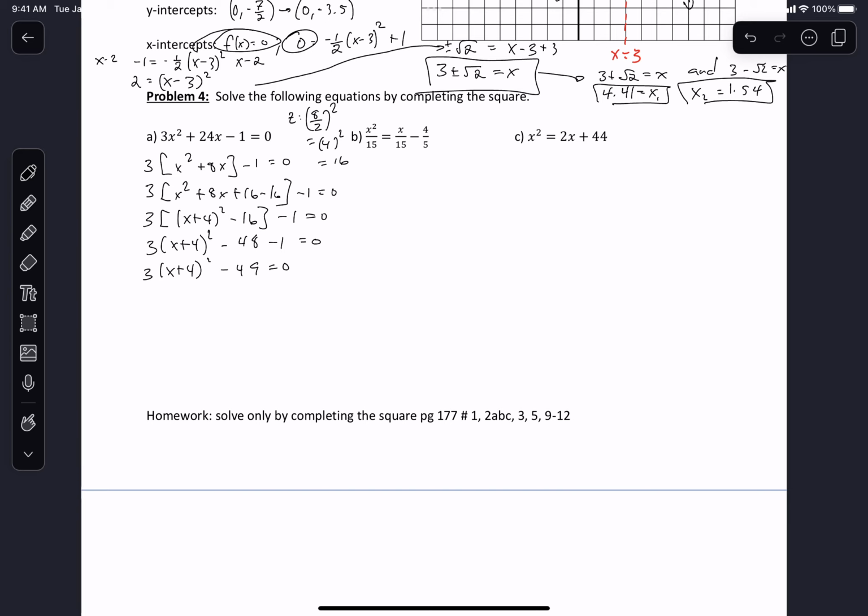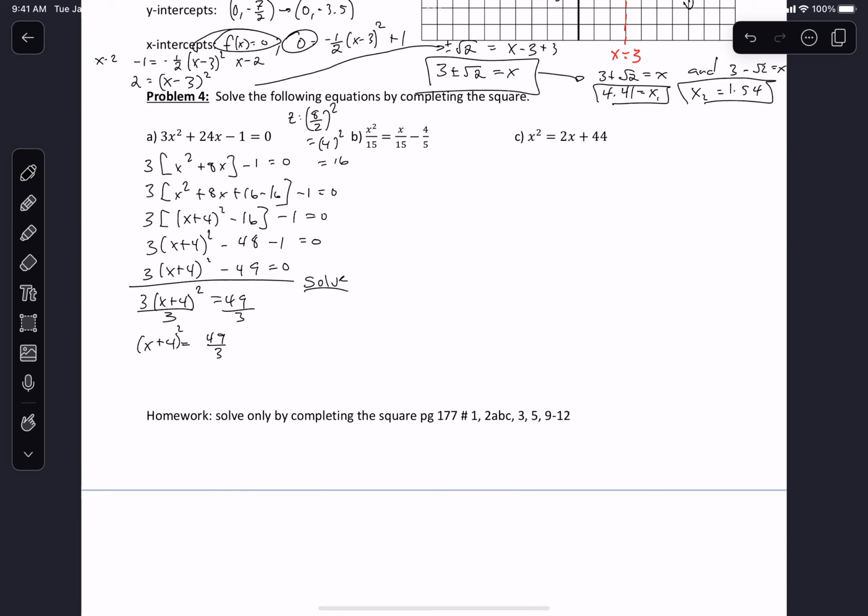Okay, so that's the completing the square stuff. Now we're going to solve. We're going to solve for x directly, is what this is asking us to do. So we're going to add 49 to both sides. So this is the new part. This is the point of this part of the lesson. 3 times x plus 4 squared is equal to 49. Divide both sides by 3. We're going to get x plus 4 squared is equal to 49 over 3.